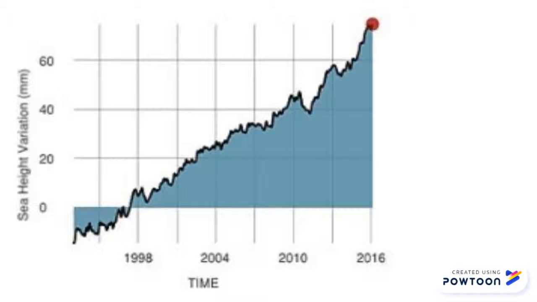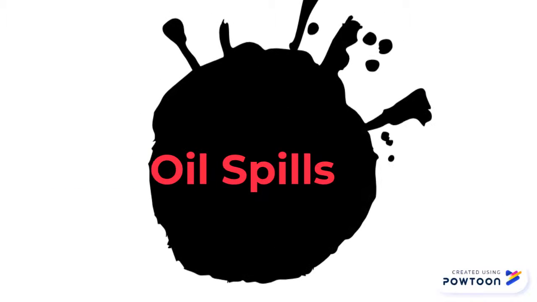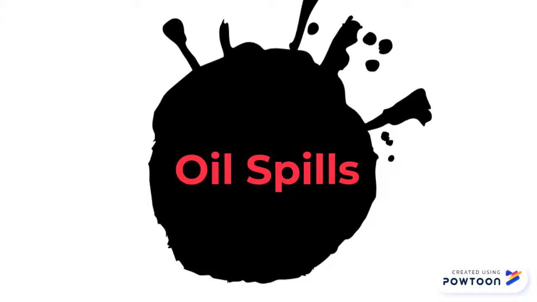The graph on the screen shows sea height variation over time, and it's clear that in the last few years a dramatic increase can be seen. Cities like Shanghai, Hanoi, Mumbai, Osaka, Hong Kong, and many islands in Seychelles and Maldives are in danger of drowning. From the name, this is a form of pollution caused by the spillage of liquid petroleum into the environment. This is most frequently seen in oceans but can also occur on land.